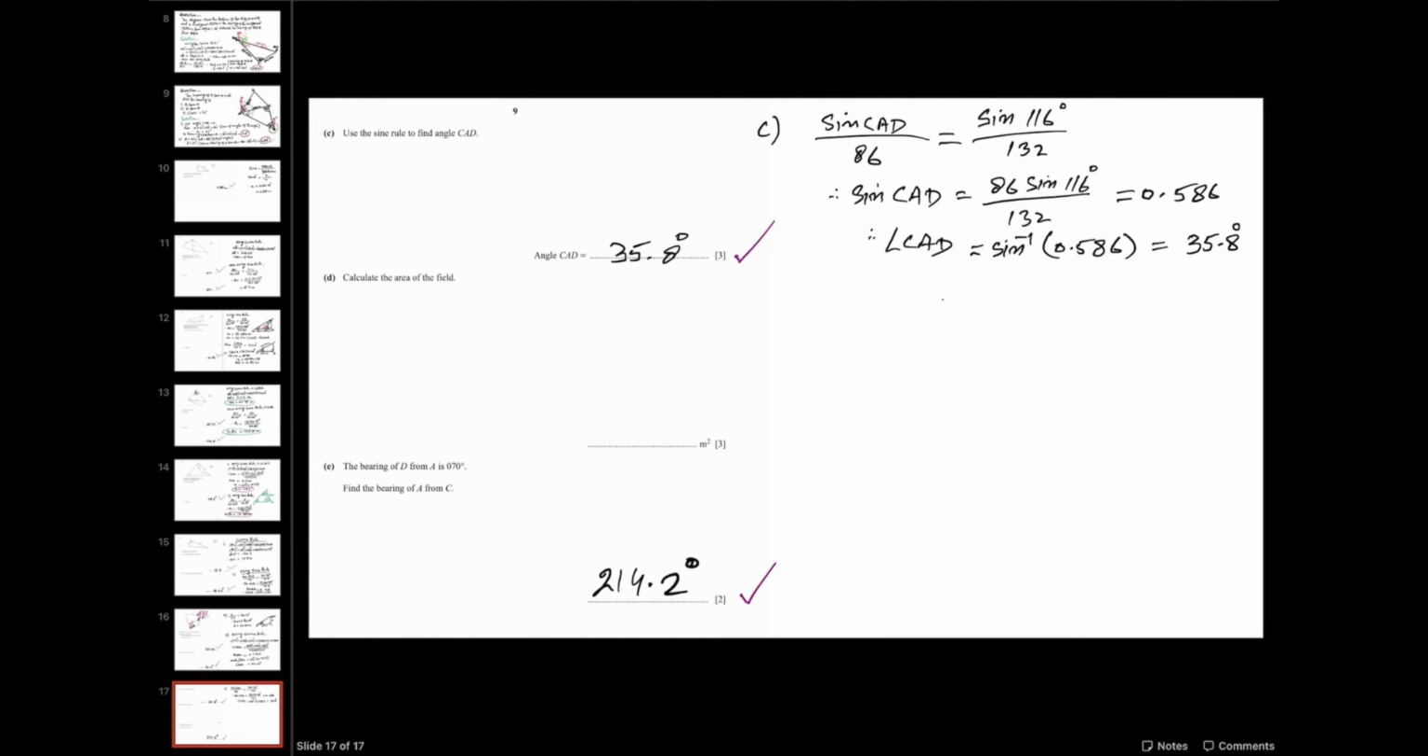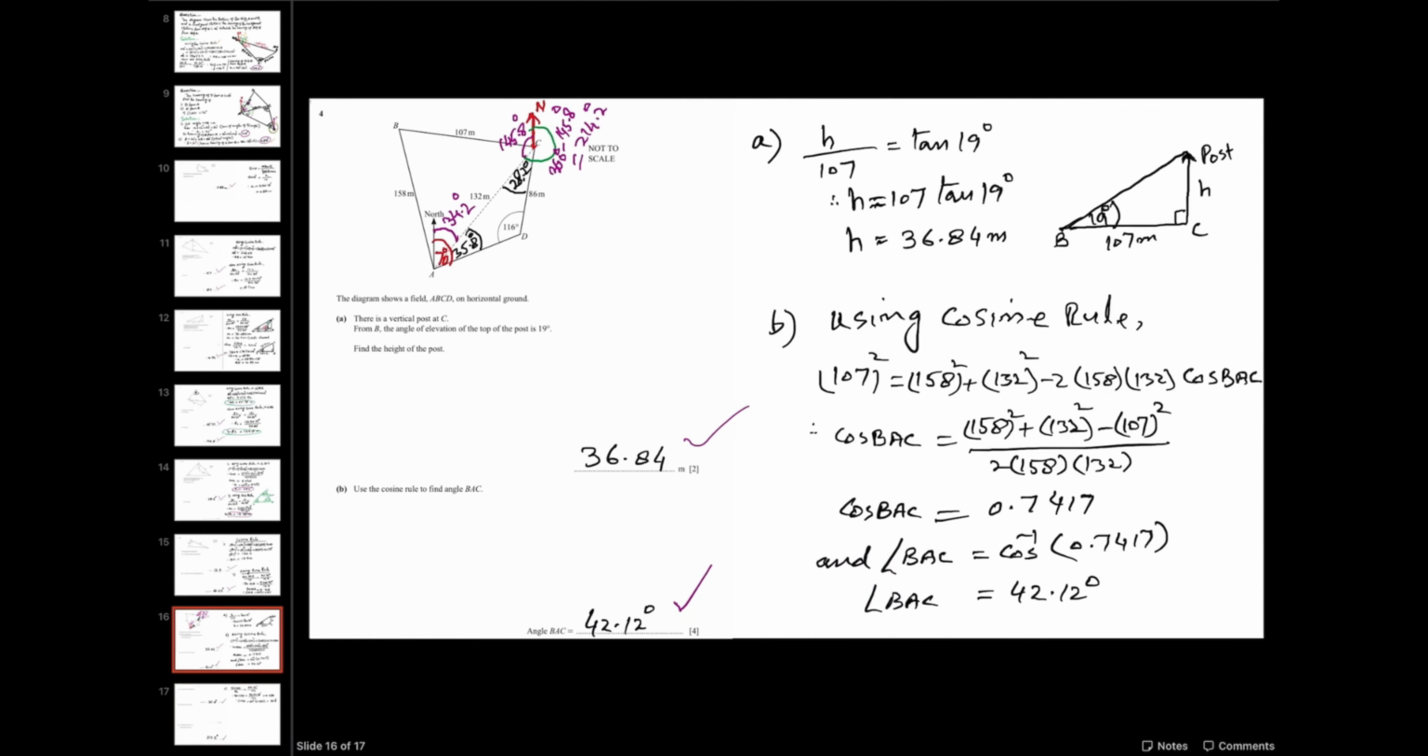Then I am moving to part E. The bearing of D from A is 070 degree. Find the bearing of A from C, which is equal to 214.20. It is shown in the figure given in the question.